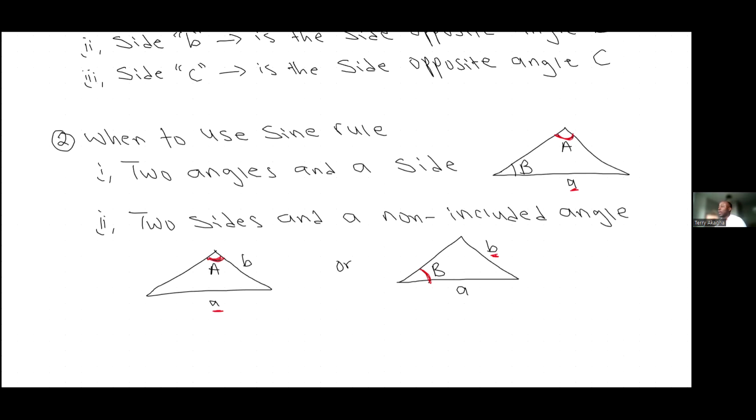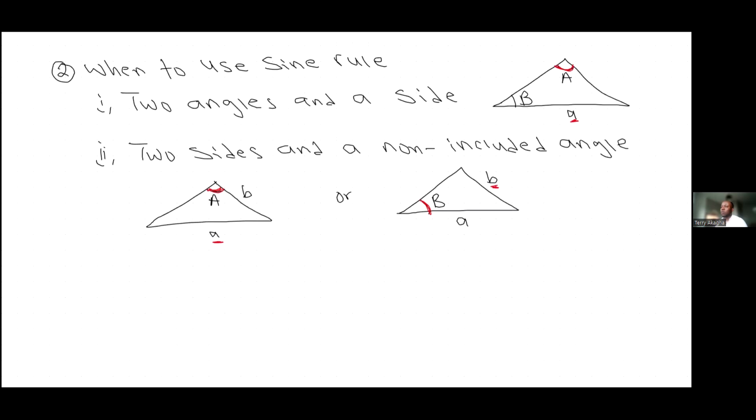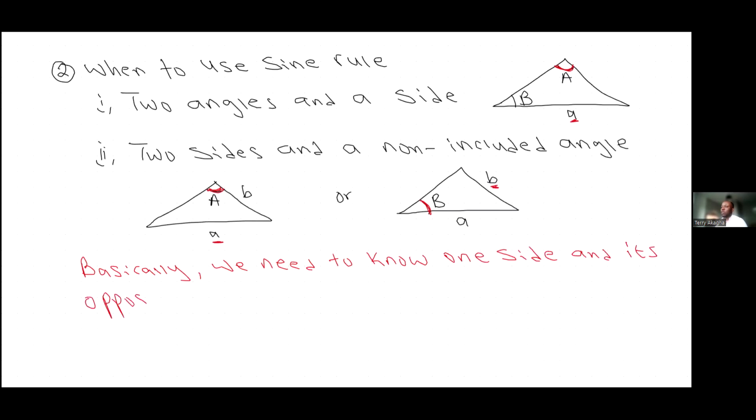All right. So basically, I'm going to write it down. When you use the sine rule, to use the sine rule, we need to know one side and its opposite angle. So you need to just know one side and its opposite angle, then you can throw in one more side or angle.